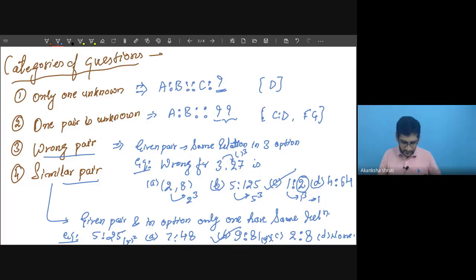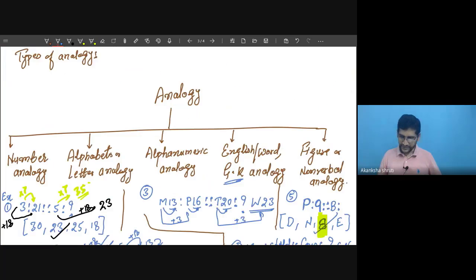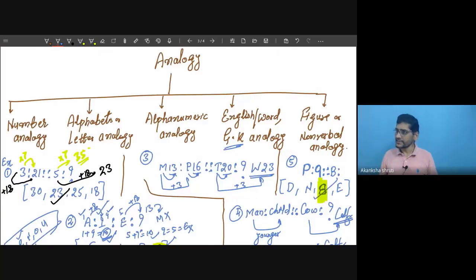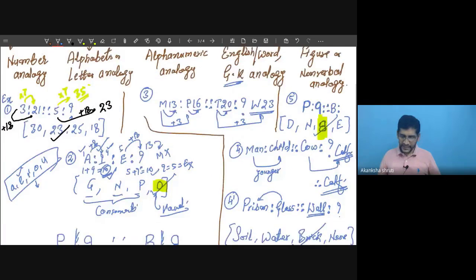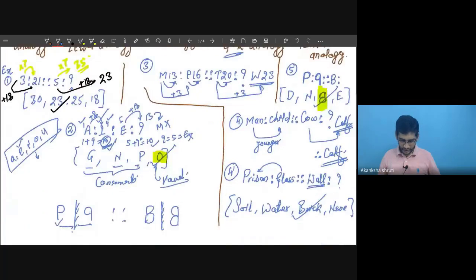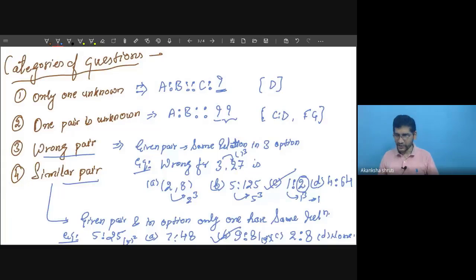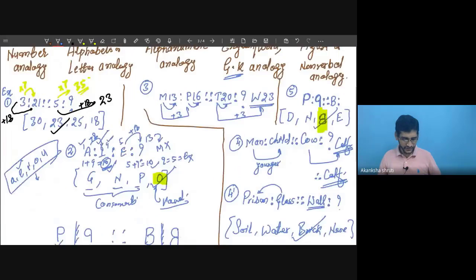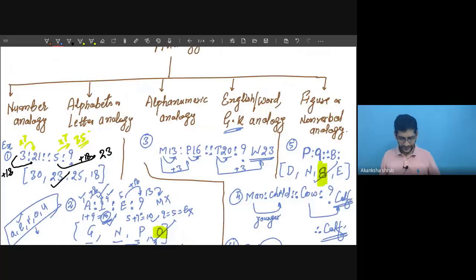So these are the broader categories of question which are framed. So I may frame any kind of question in all these 5 types of series. Okay? We can make a question in any category. So in number series also we can make it for one unknown, we can make it for a whole pair unknown, we can make it for a wrong pair. Okay, so we have to observe. So questions can be framed based on any of these categories and on these 5 types of analogy.